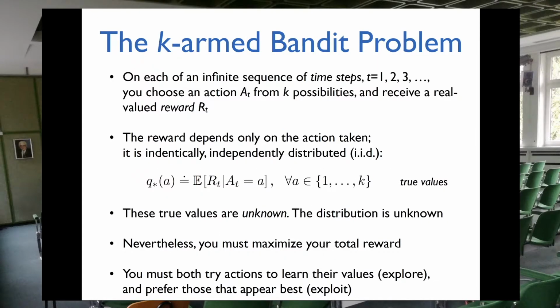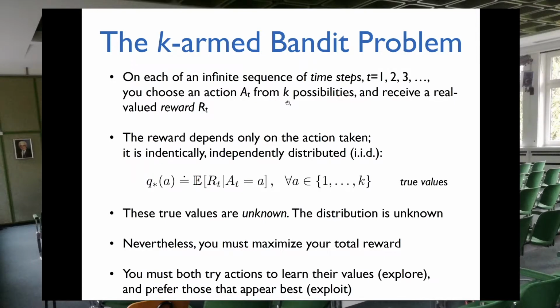So on each of an infinite sequence of time steps, so t will be the time 1, 2, 3, and so on, you need to choose an action, which we will note as A_t, the action executed in time step t, and you need to choose this action out of k possible actions.